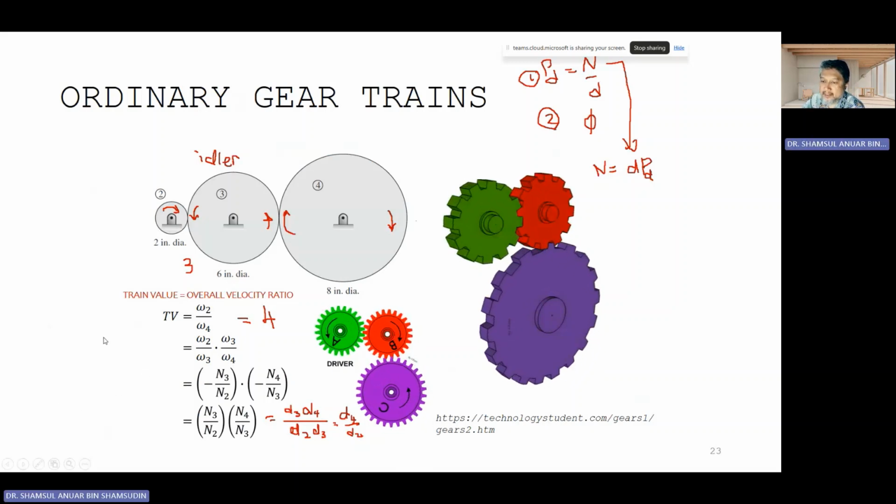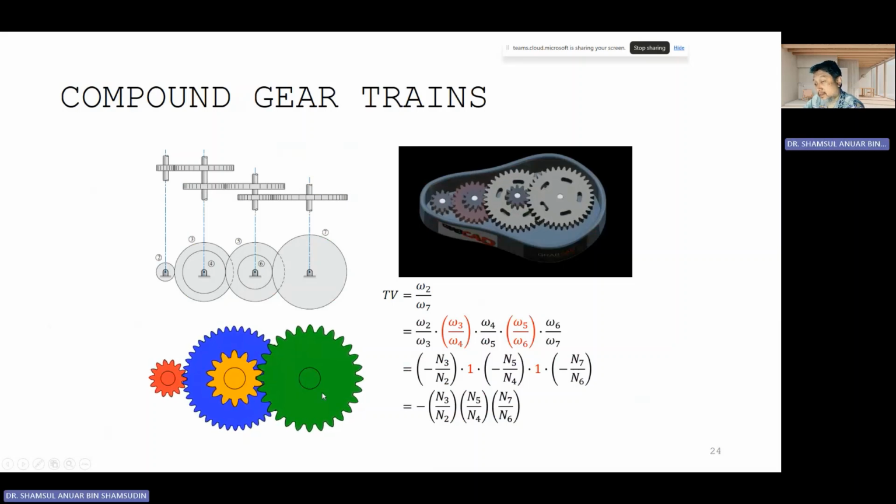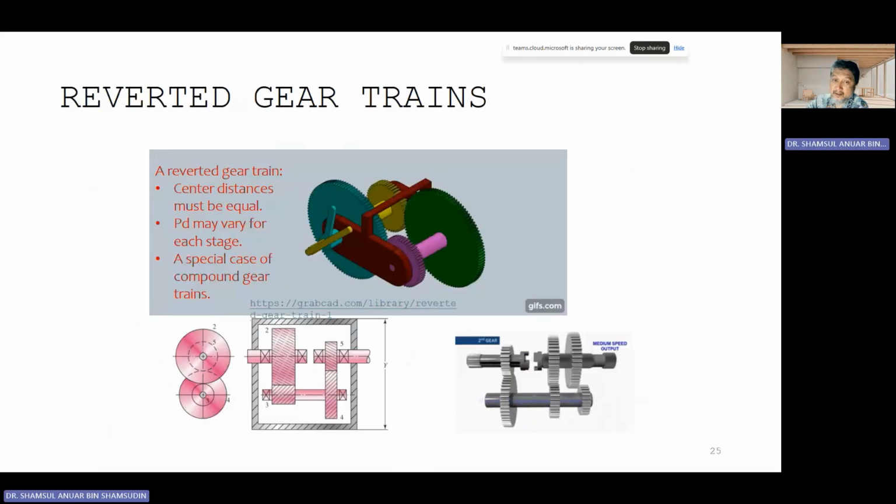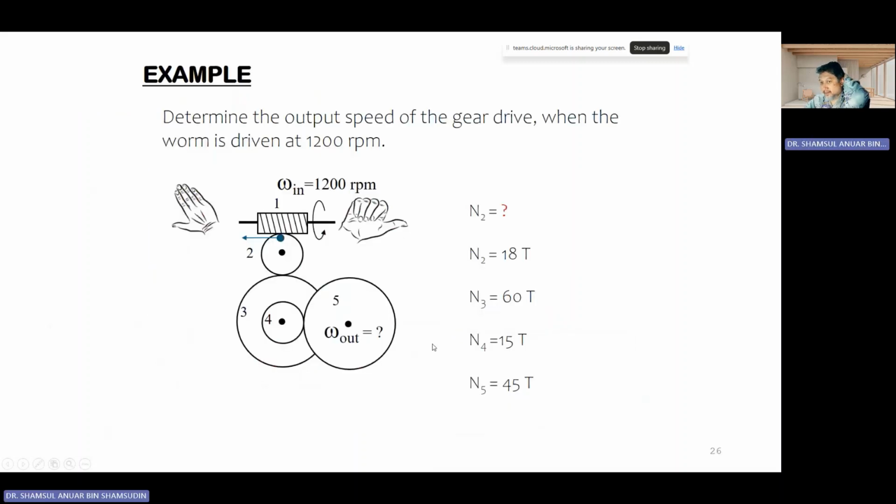Okay, and then we have a train analysis problem. It would be recognizing something like this, ordinary gear trains, doing this kind of calculation. And we have compound gear trains as well as reverted gear trains, and then we have planetary gears and whatnot. So this is one example. There is no answer here. Maybe I have shown that in class. Here we want to find what is the omega out in gear number 5.